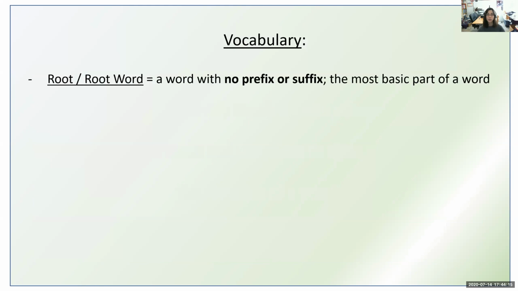Okay, so let's start off with some vocabulary. So our first vocabulary word is root or root word. And this is a word with no prefix or suffix, and I'll explain in a moment what those are. So basically, a root word is the most basic part of a word. It's kind of like the foundation, the starting point for a word. So that is root word. If you can copy down that definition on your piece of paper, that'd be great. I'll give you time to pause the video and copy down that definition.